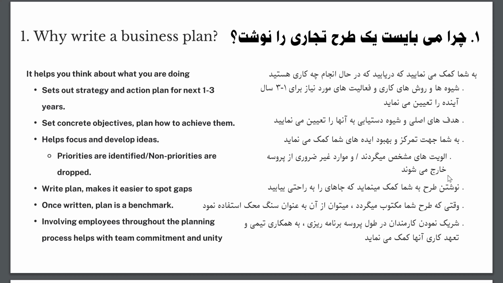And oftentimes when you write things out, the main purpose or goal is more apparent. So this helps you to identify what your priorities are and get rid of things that aren't a priority.